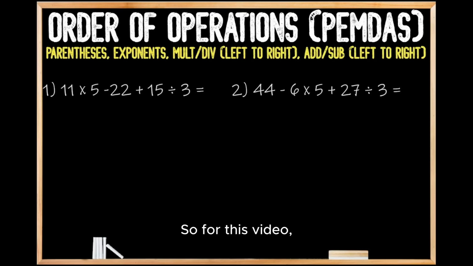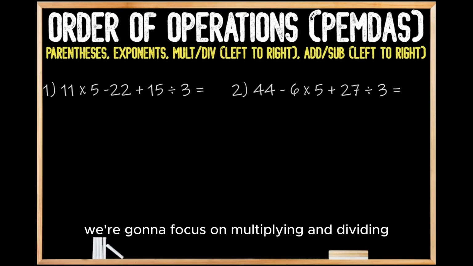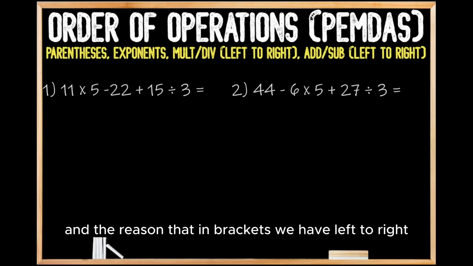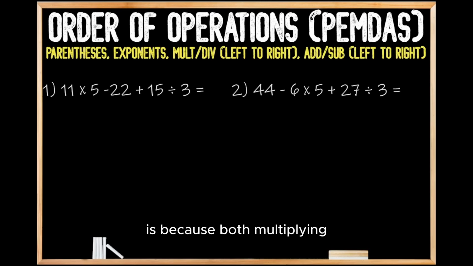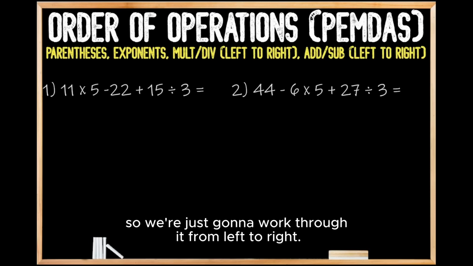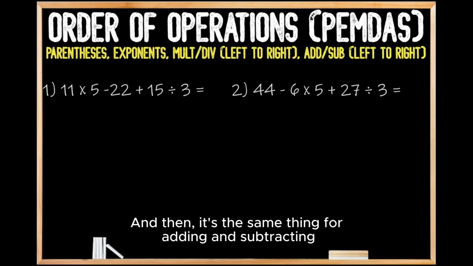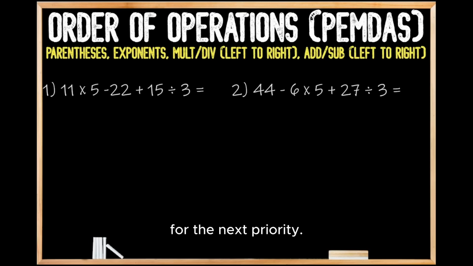So for this video, we're going to focus on multiplying and dividing for the next priority, but we can see here in brackets left to right. And the reason that in brackets we have left to right is because both multiplying and dividing are the same priority in the order of operations, so we're just going to work through it from left to right. And then it's the same thing for adding and subtracting for the next priority. Since they are the same priority, we're just going to work from left to right.